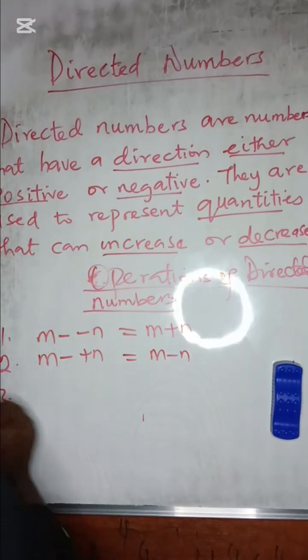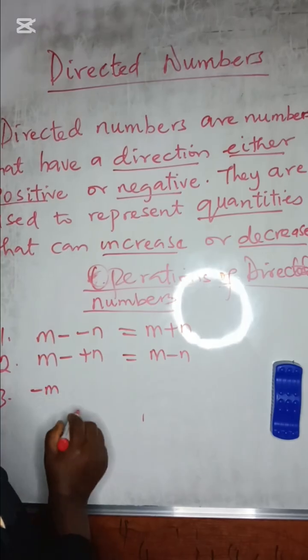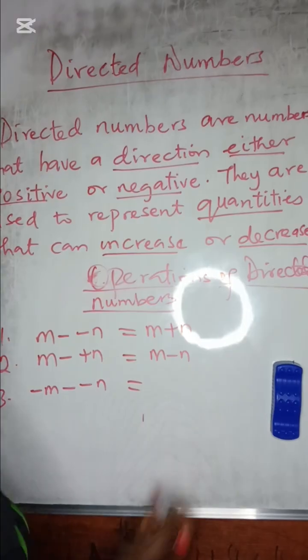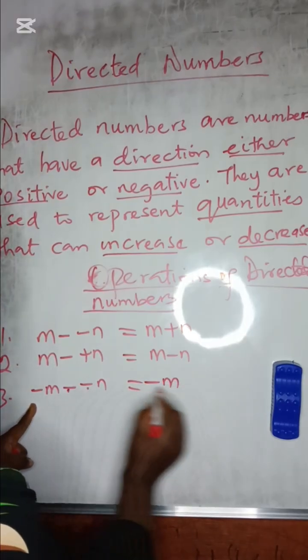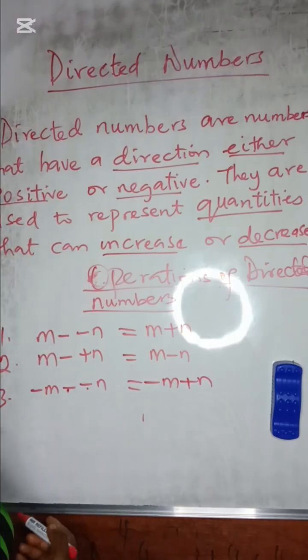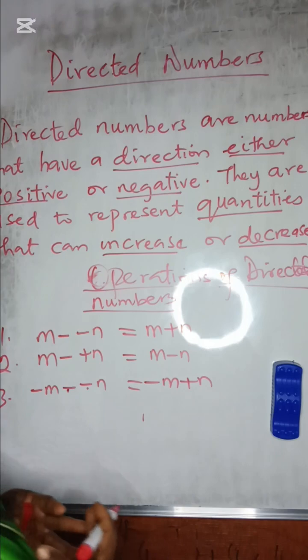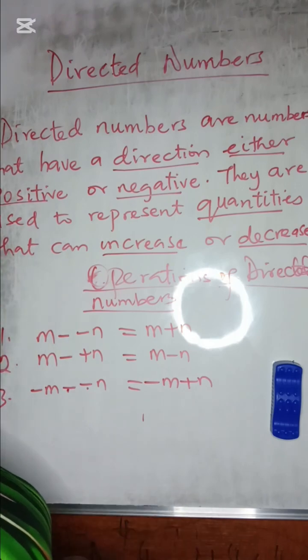Also, let's say we have minus m minus n. In this case too, our minus m remains, and the minus n gives us plus n. So we see when we have the same sign, we add. When we have different signs, we subtract.